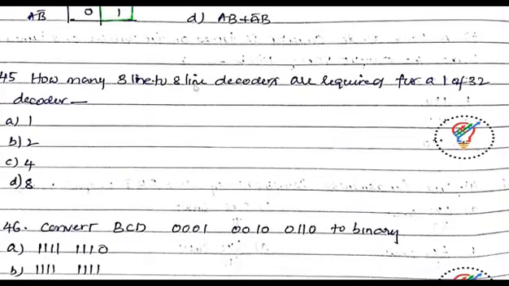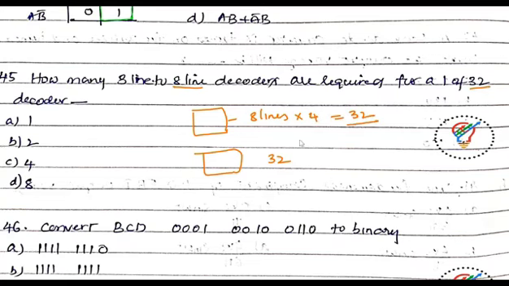Right. Next question, digital electronics. How many 3-line to 8-line decoders are required for one of 32 decoders? See here, if you are taking the output, we need to have 8-line decoders. One decoder will give an output of 8 lines, but how much do I want? I want 32. So if I get 4 8-line decoders, then I will get 32. So the answer is 4.